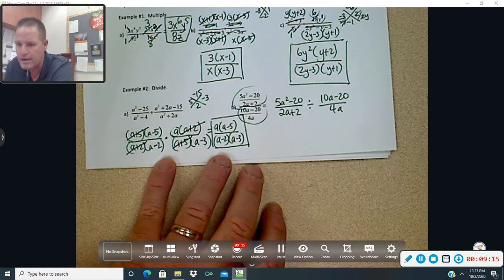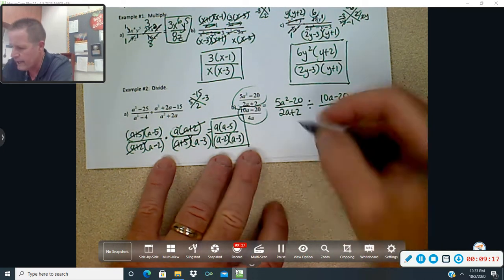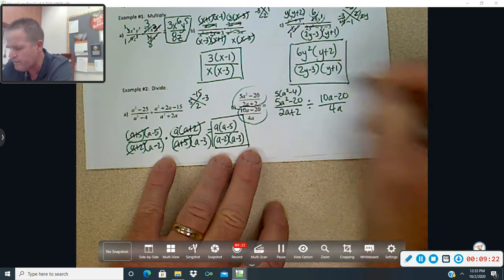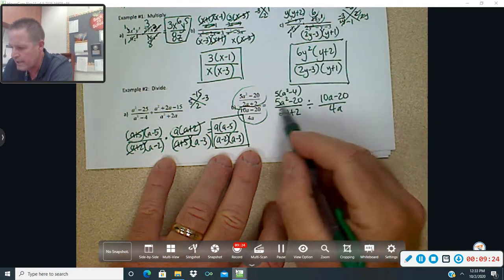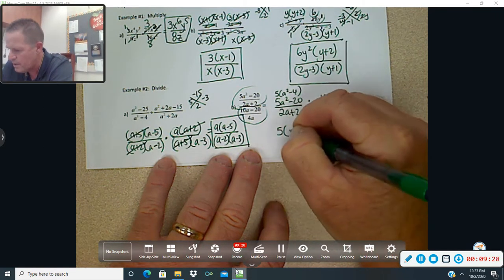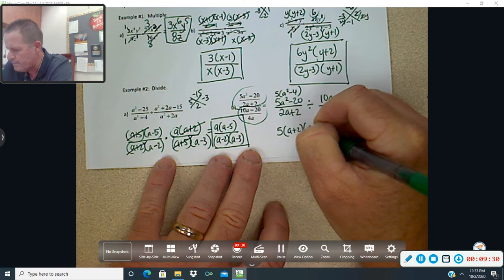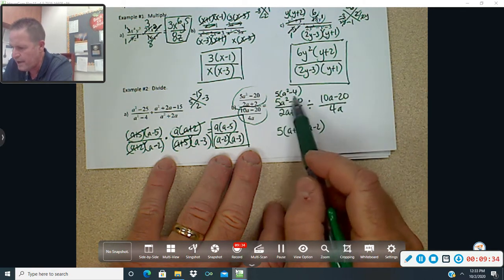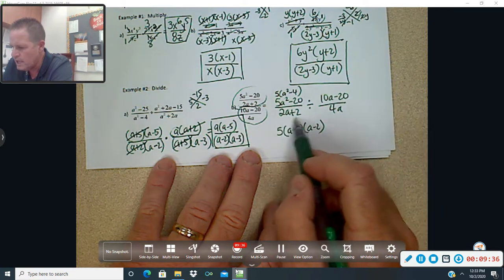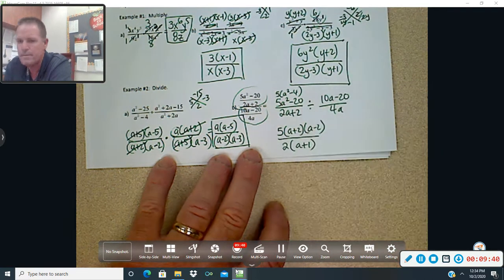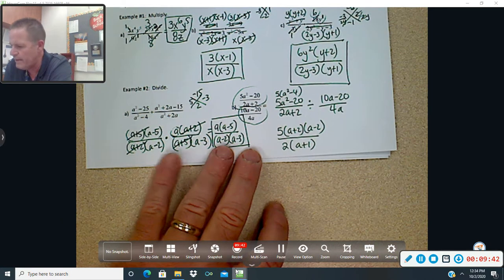All right, so again, we've got to factor. Now I see a common factor here. This one's going to be 5 times a squared minus 4. Okay, I could take out a 5. Now I'll factor it. It'll be 5 times a plus 2 times a minus 2. Again, I took out my 5 first and then did difference of squares. In the bottom, I can take out a 2. 2 times a plus 1. All right, so I did that.